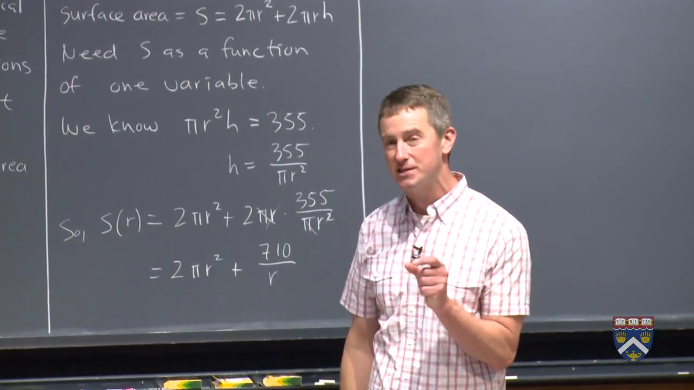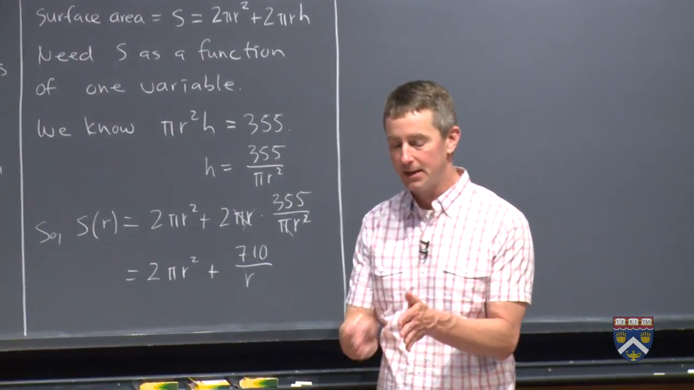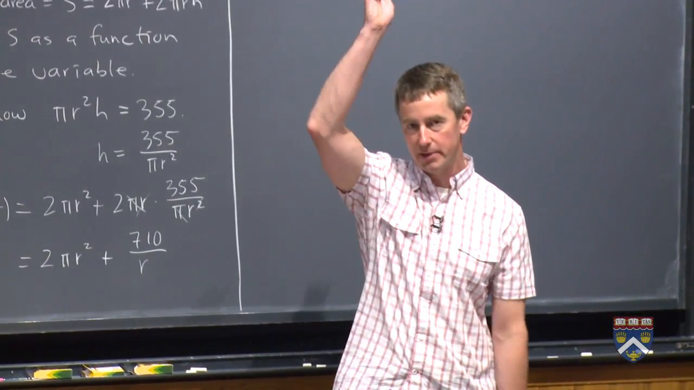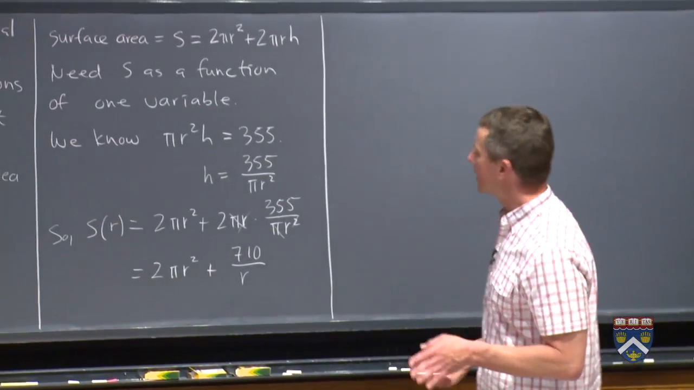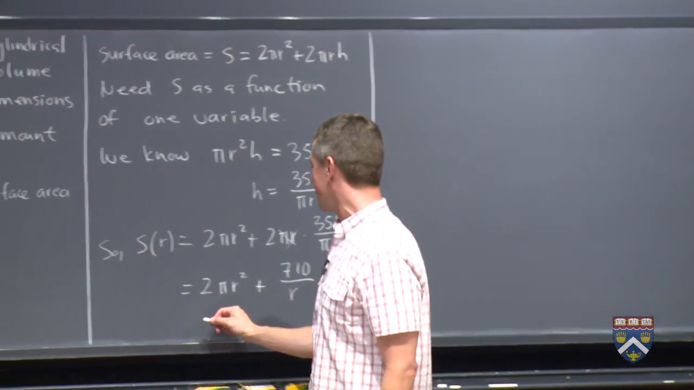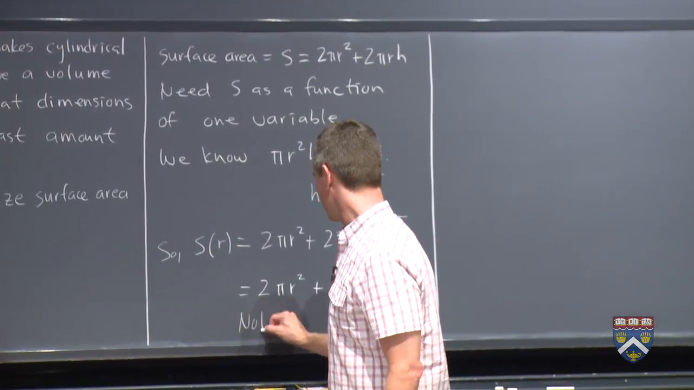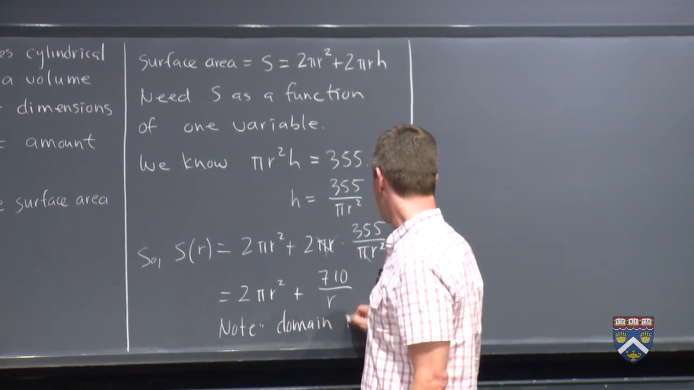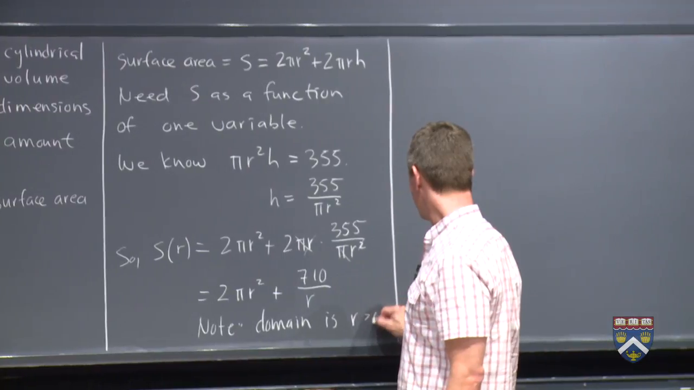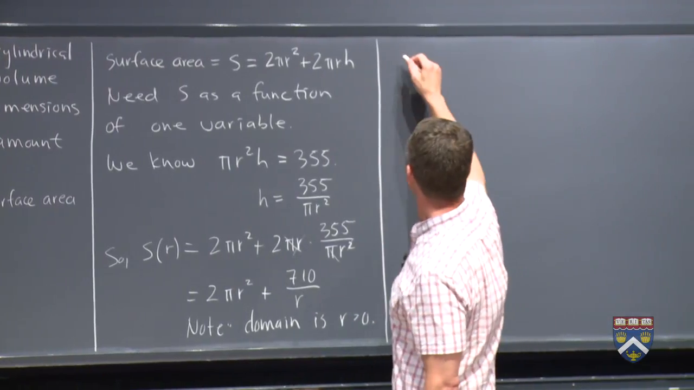R could be very, very small, 0.0001, meaning you're making something very, very narrow and extremely tall, as you can see in the applet, by making r very small. But the domain here is r greater than 0. So we don't have to worry about something bad happening when r is 0. Let's take the derivative.